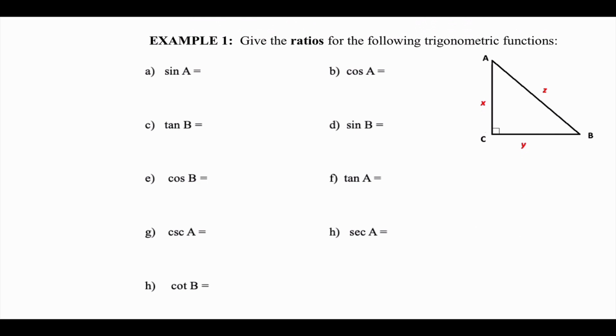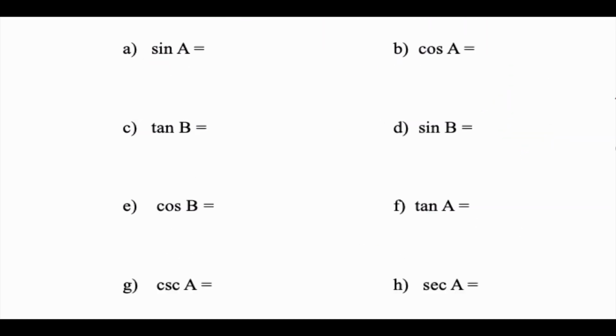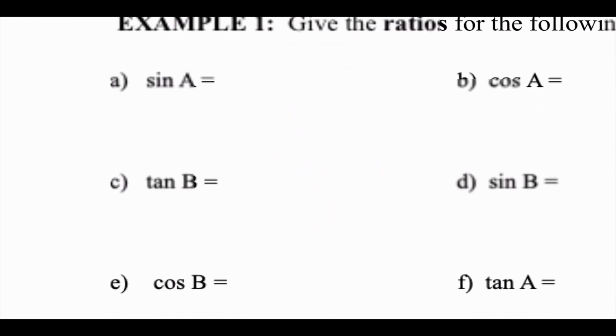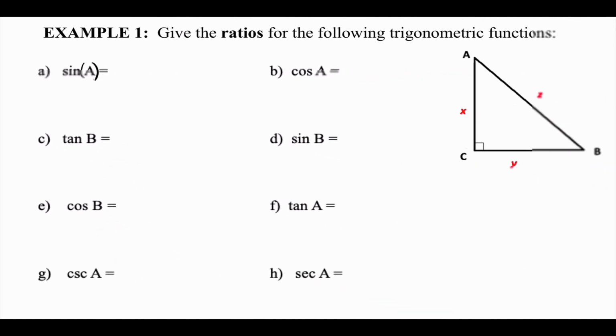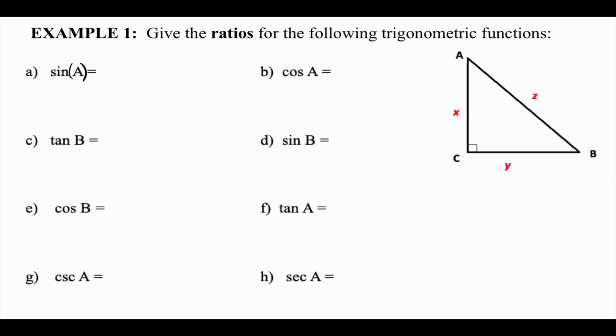Let's do the first one, sine of A. The first thing you always do is find angle A, because anytime you have sine, cosine, tangent, cotangent, cosecant, it'll always be followed by an angle. Sometimes it's in parentheses, sometimes they don't put it in parentheses. So first thing we got to do is find that angle. That angle is right here. That opening is right there.